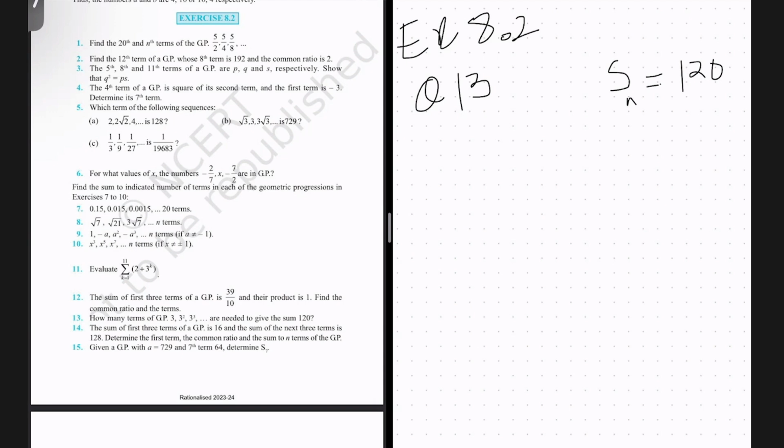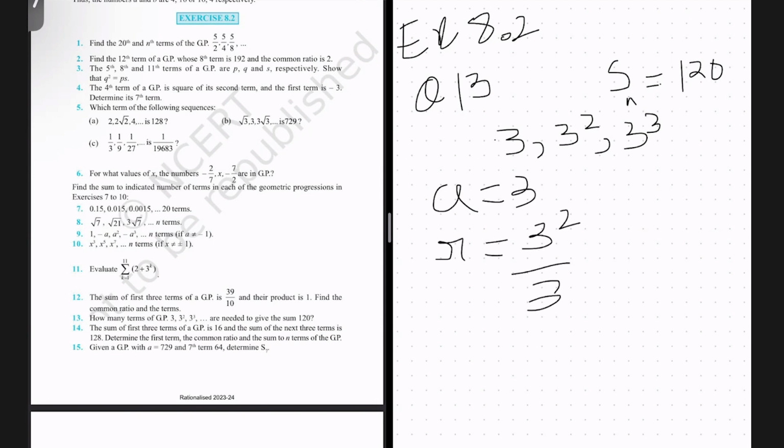The sequence is 3, 3 square, 3 cubed. So the first term is 3. The common ratio is 3 square divided by 3, and that is also going to give you 3 right here. So the first term is 3 and the common ratio is also 3. Sn is given to us as 120, and we need to find the value of n, or the number of terms that we need for this to be equal to the sum that has been given to us, right?